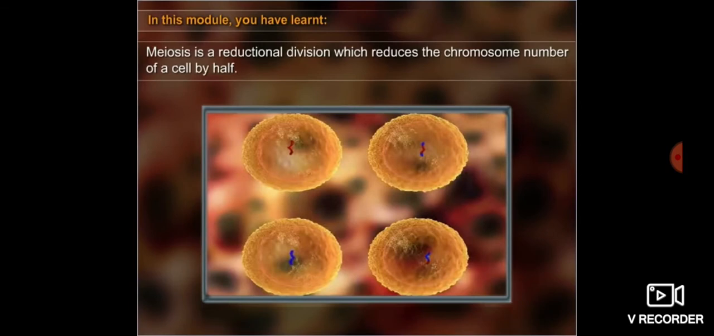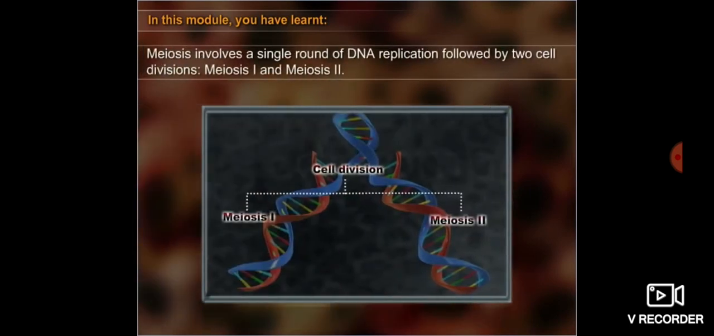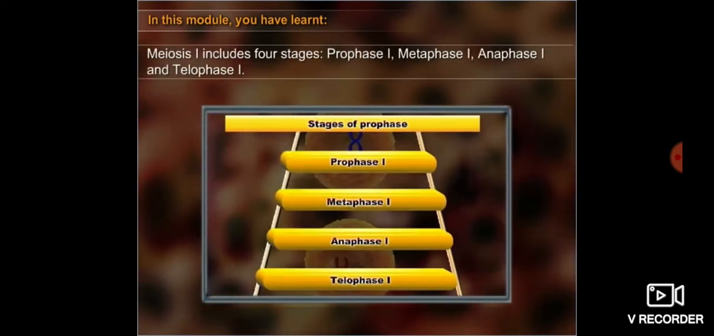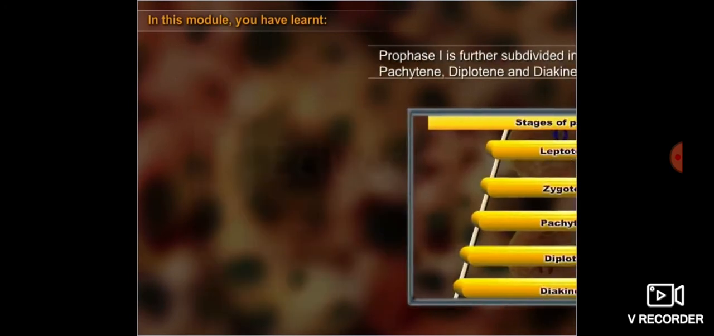In this module, you have learned meiosis is a reductional division which reduces the chromosome number of a cell by half. Meiosis involves a single round of DNA replication followed by two cell divisions, meiosis I and meiosis II. Meiosis I includes four stages: prophase I, metaphase I, anaphase I, and telophase I. Prophase I is further subdivided into 5 stages: leptotene, zygotene, pachytene, diplotene, and diakinesis.